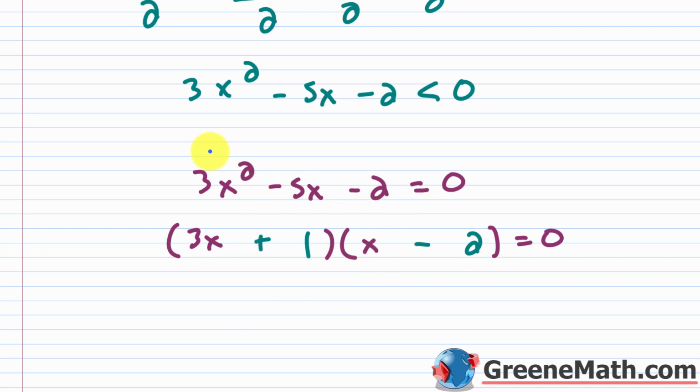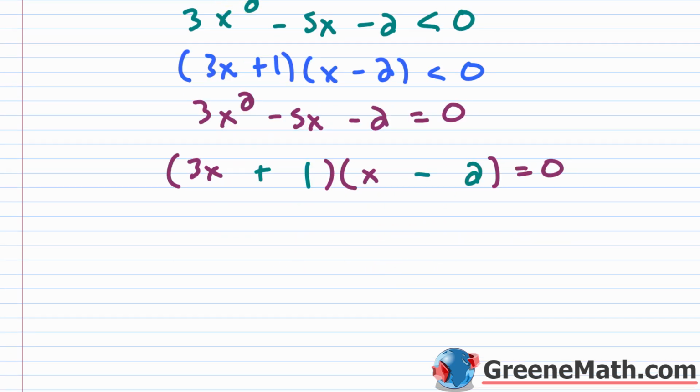So let's put this up here so we have it. So 3x plus 1, this quantity, times the quantity x minus 2, and then this is going to be strictly less than 0. Okay, so we'll have that for later on. So for right now, let's just go through and solve this using our zero product property. So we'll have 3x plus 1 is equal to 0, or x minus 2 is equal to 0.